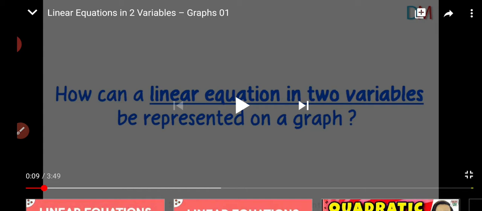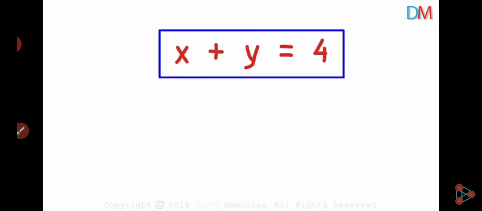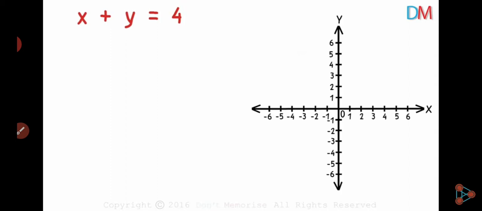Now we learn ahead: the graph of a linear equation in two variables. How can a linear equation in two variables be represented on a graph? Let's see. If the equation is in the form x plus y is equal to 4, and you have to denote it in the graph, first of all see the highest power of x and y is 1, so it is a linear equation, and here it is two variables, so it is a linear equation in two variables.